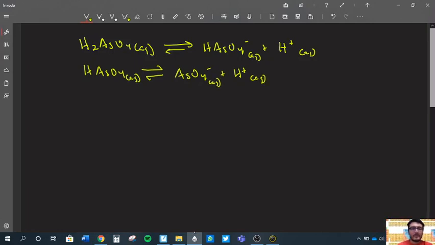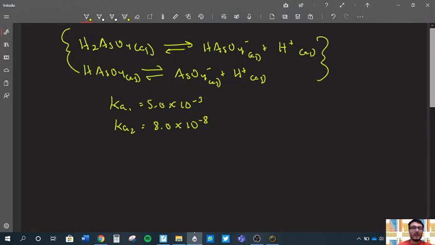Okay. And our Ka of the first ionization is 5.0. I would not expect you to know this, but I'm just sharing this with you to drive the point home that the first ionization is always greater than the second or third or others to come. This you wouldn't have known, and I wouldn't expect you to know. But again, the first ionization is always greater, and that's the full ionization of arsenic acid.